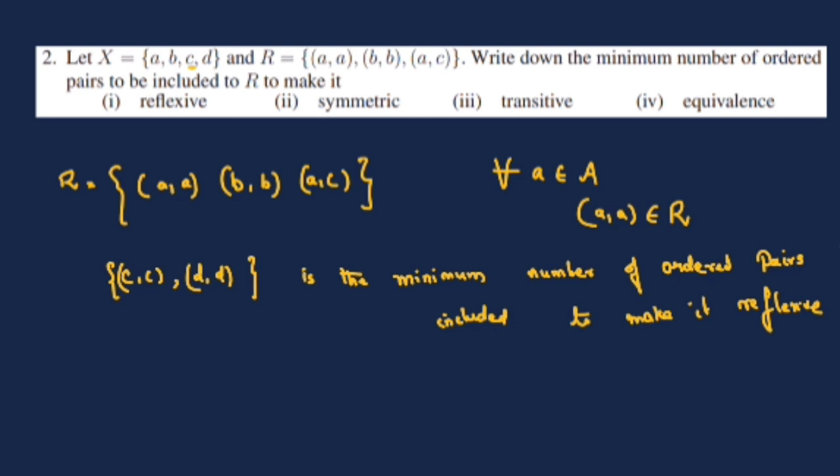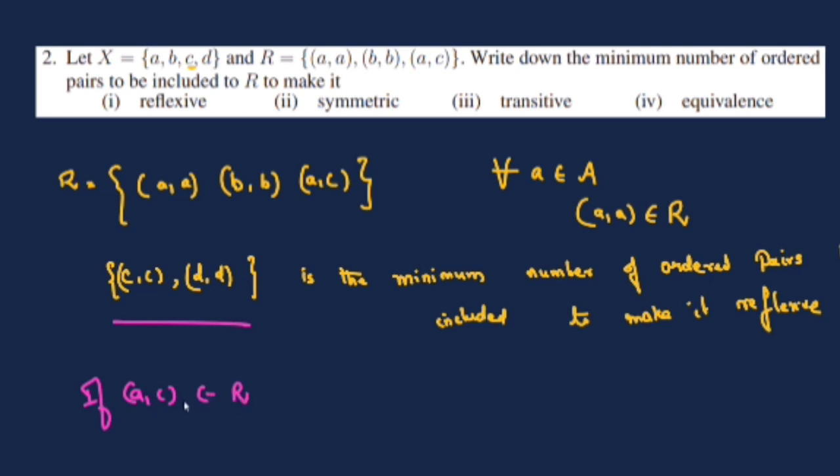Next one is you have to make it symmetric. So for symmetric, you just check the relation now. In the relation (a,a) is there, (b,b), and (a,c). If (a,c) belongs to R, what should be there? What is symmetric? The reverse pair. What is the reverse ordered pair? (c,a) should be there in R. It is not there, so that should be added. That's the question. So (c,a) should be added.